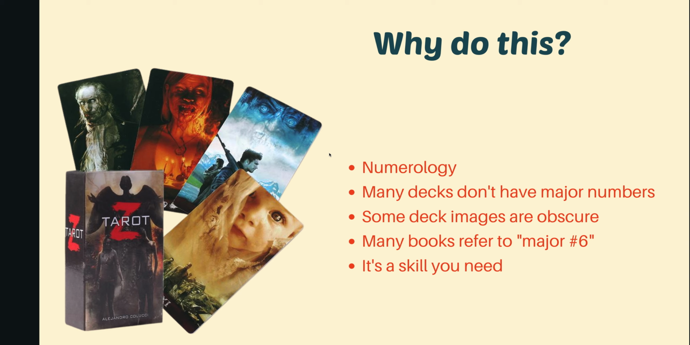Some images are so obscure and unusual that you don't really know what in the world they are. So if you need to know that up on the screen we have, for example, Temperance or Justice or anything like that, you need to know that. A lot of books will also refer to the major numbers without telling you what they are. Basically it's a skill that you need as a tarot reader. So let's get started. Again, this is going to be silly and weird and wild, so prepare yourself for a bit of an unusual video.